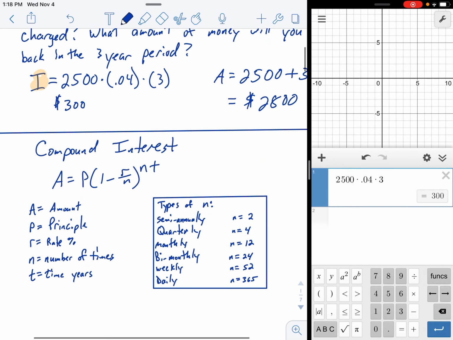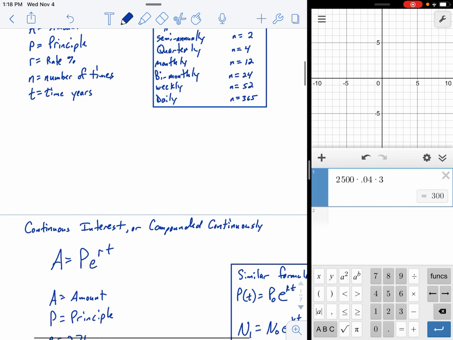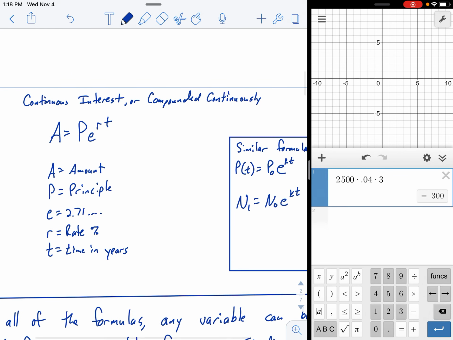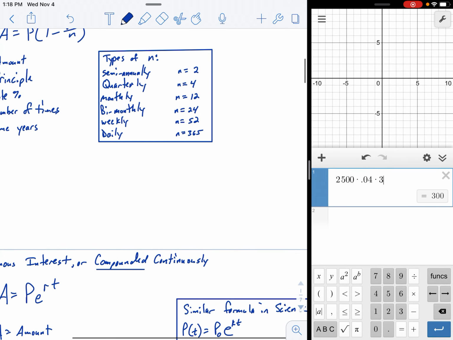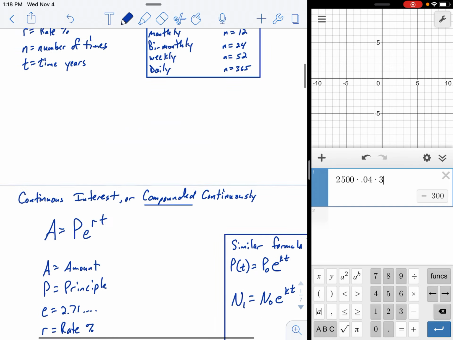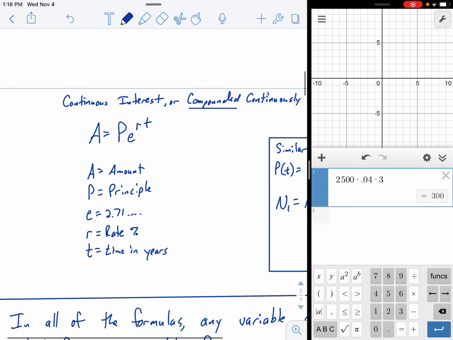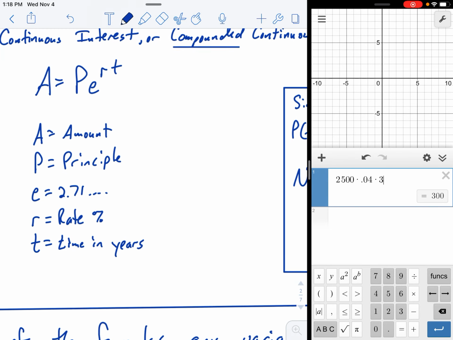So that's compound interest. For continuous interest, or compounded continuously, there is no finite number like 52, 24, 365. Interest is always compounded, non-stop, so infinitely many times per year. And this is the formula that does that.